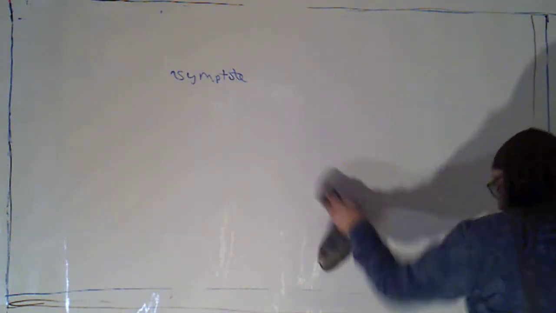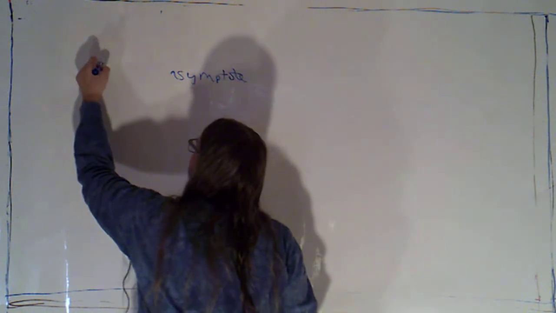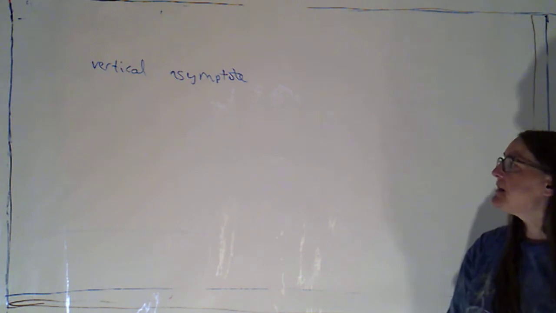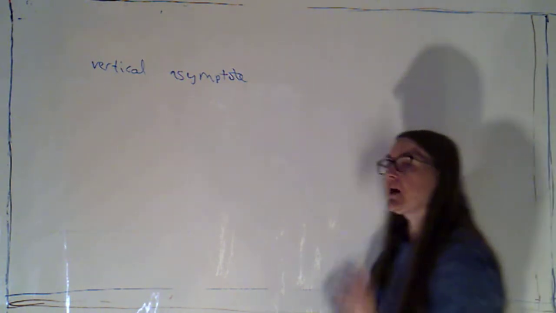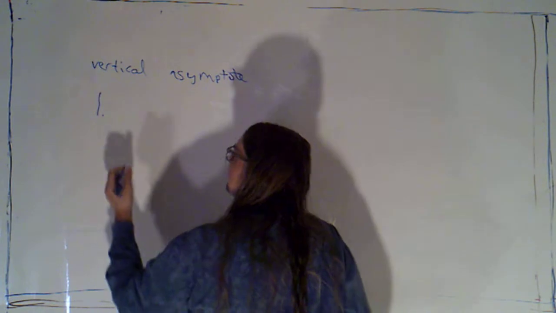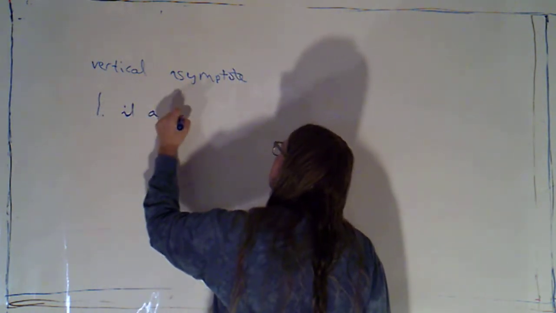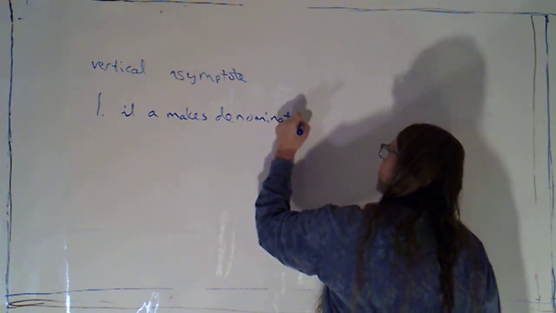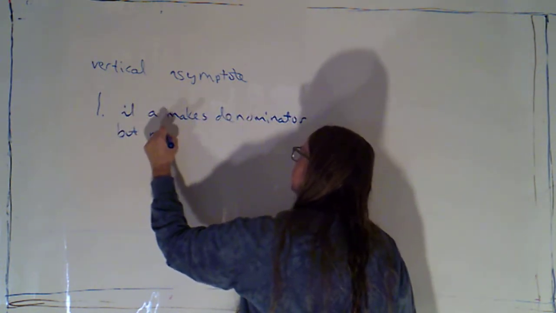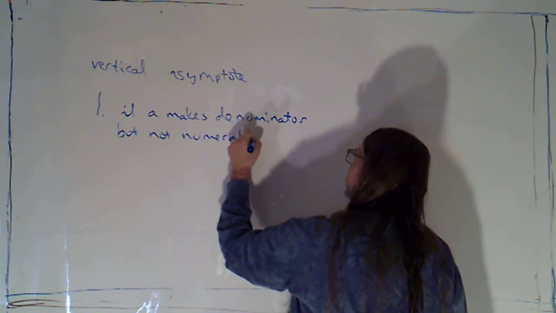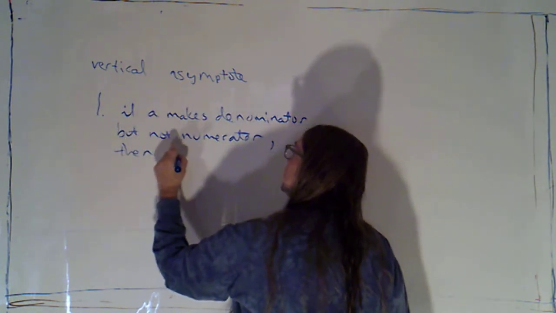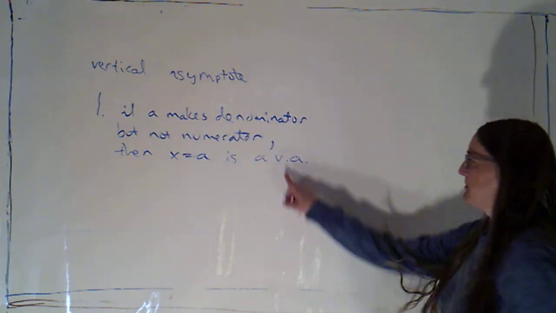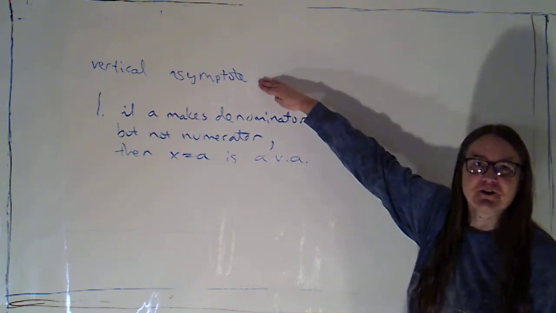Also want to talk about vertical asymptotes. There are two ways that we could end up with a vertical asymptote. The most common one is if A makes the denominator 0, but not the numerator, then the vertical line x equals A is a vertical asymptote. I'm just going to write VA to abbreviate vertical asymptote.